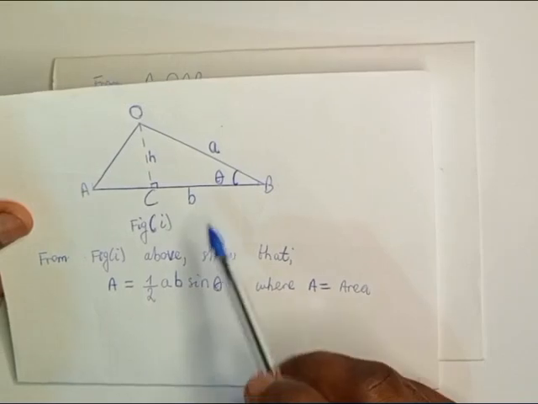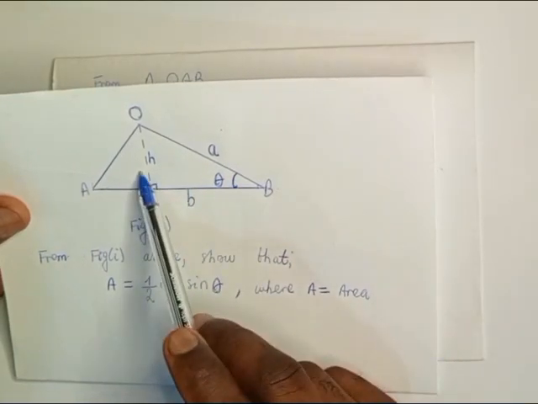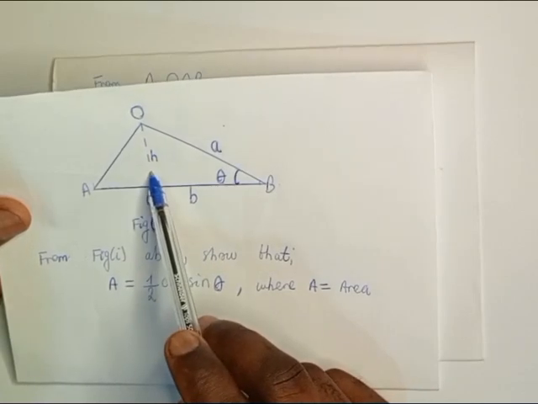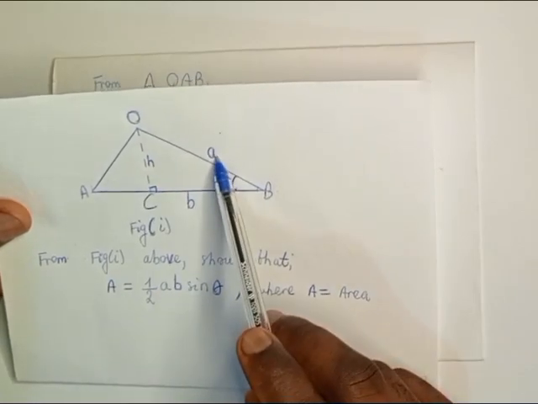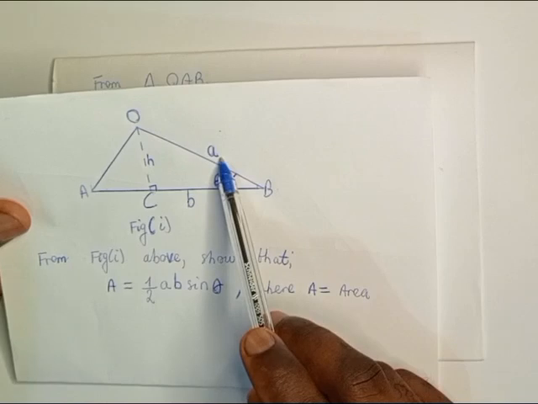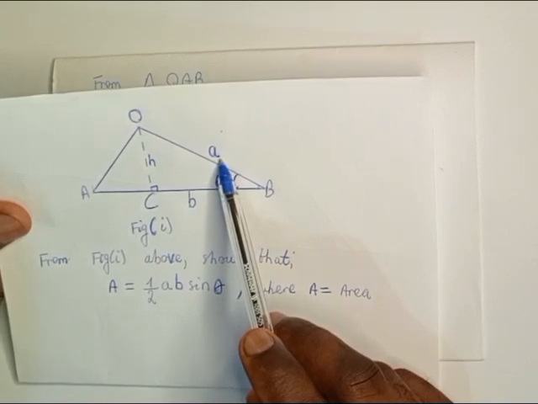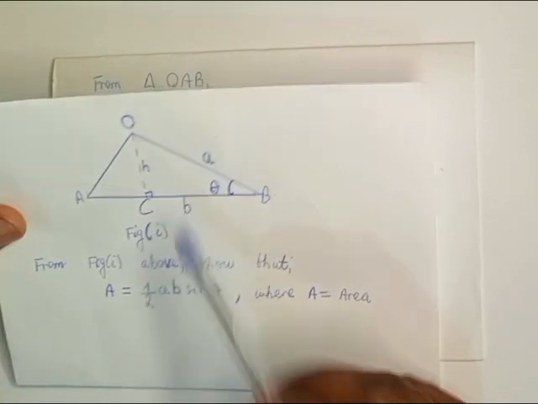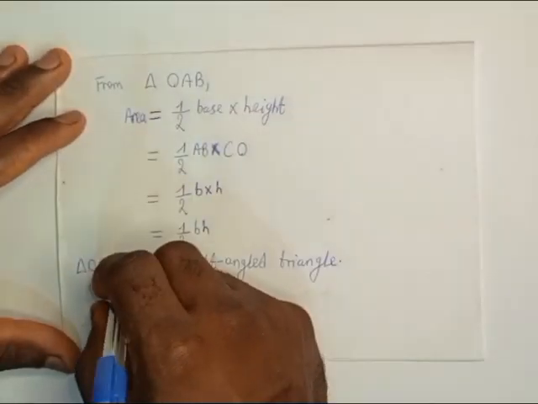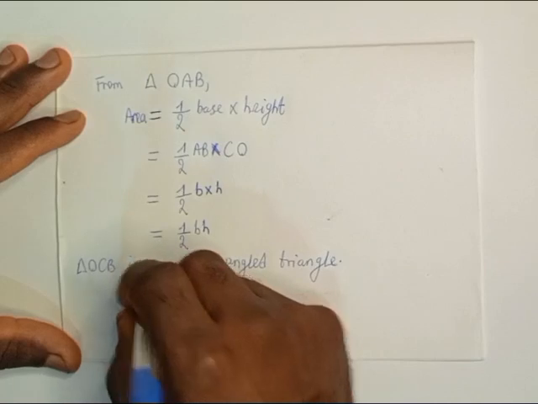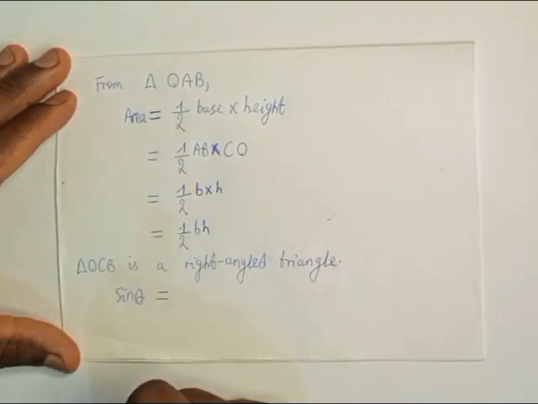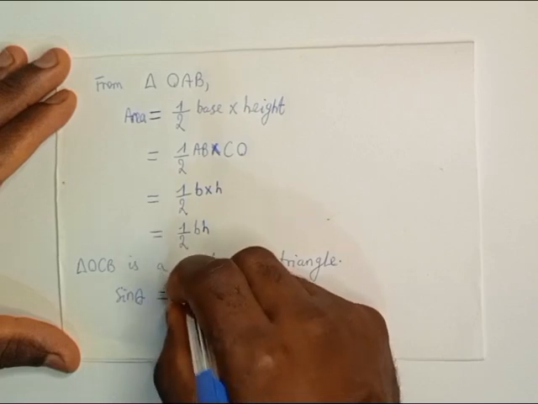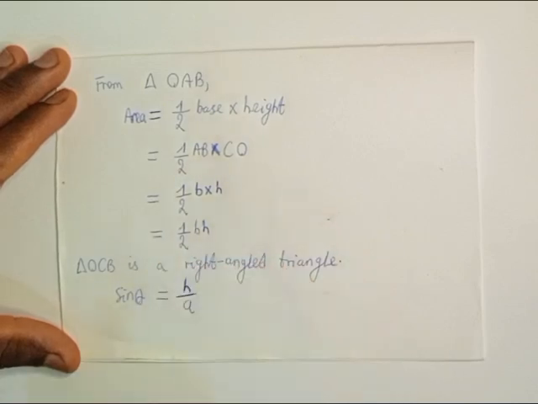Now looking at this, from the angle theta, H is the opposite side, while A is the hypotenuse. And the trigonometry ratio that links the opposite and the hypotenuse is the sine. The sine of the angle theta is equal to the opposite, which is H, all over the hypotenuse, which is A.